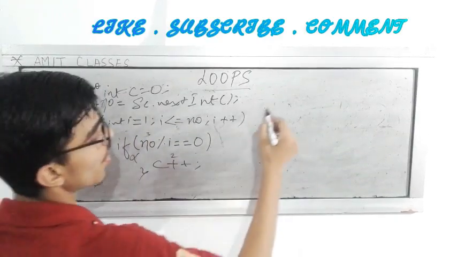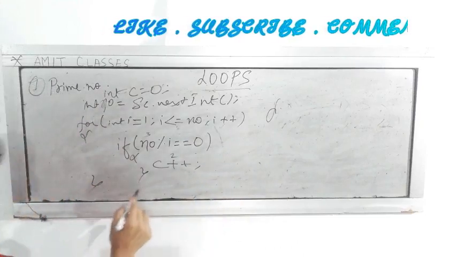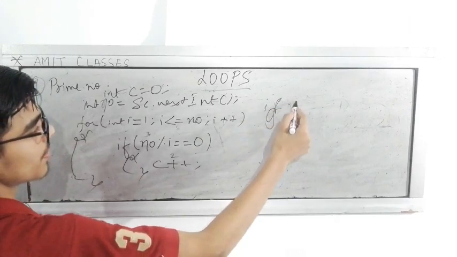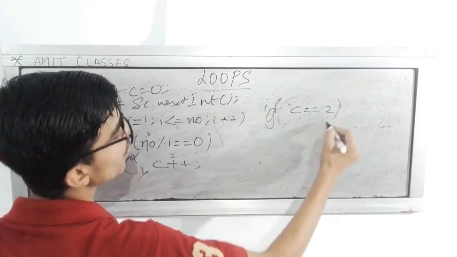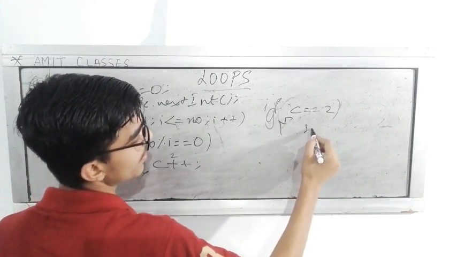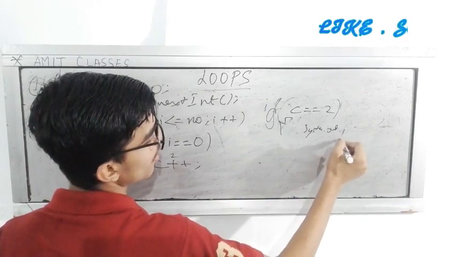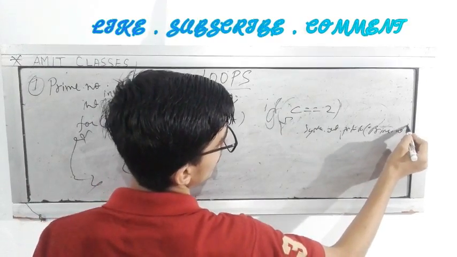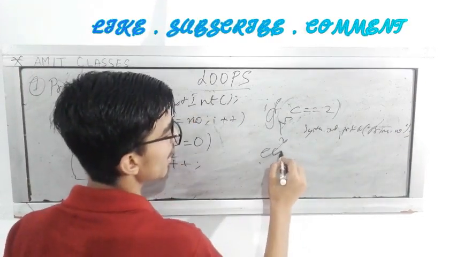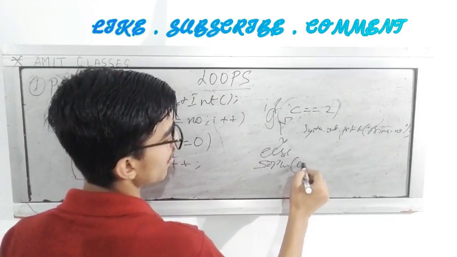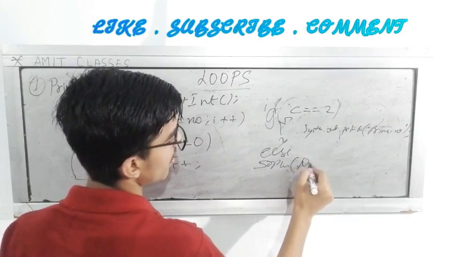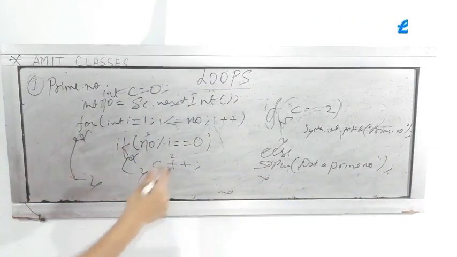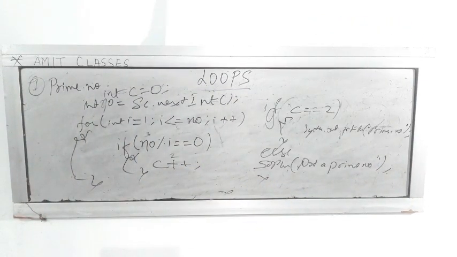Now, closing this if and the for loop, outside the for loop we write: if c is equal to 2, then System.out.println prime number, else not a prime number. Write this one, this is very important as it came in the previous year.